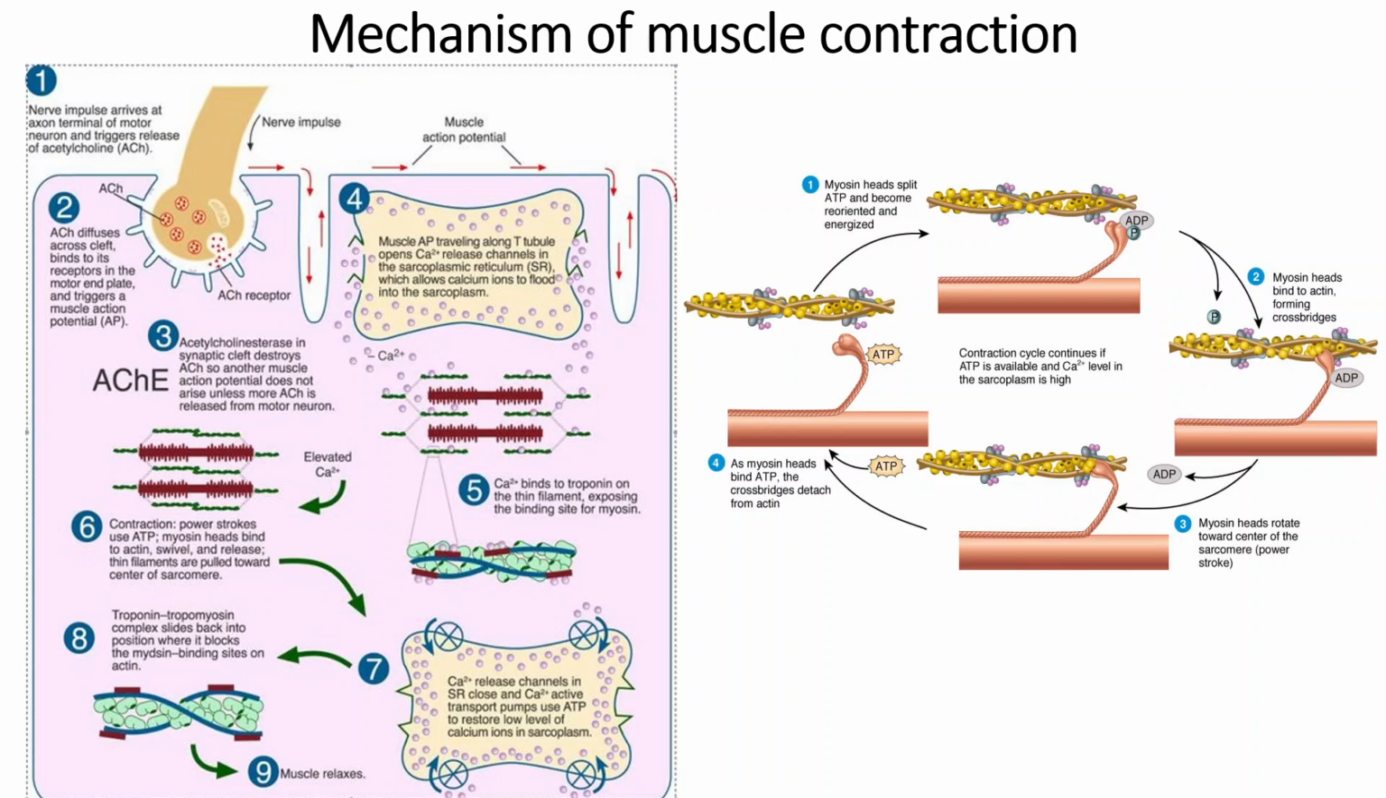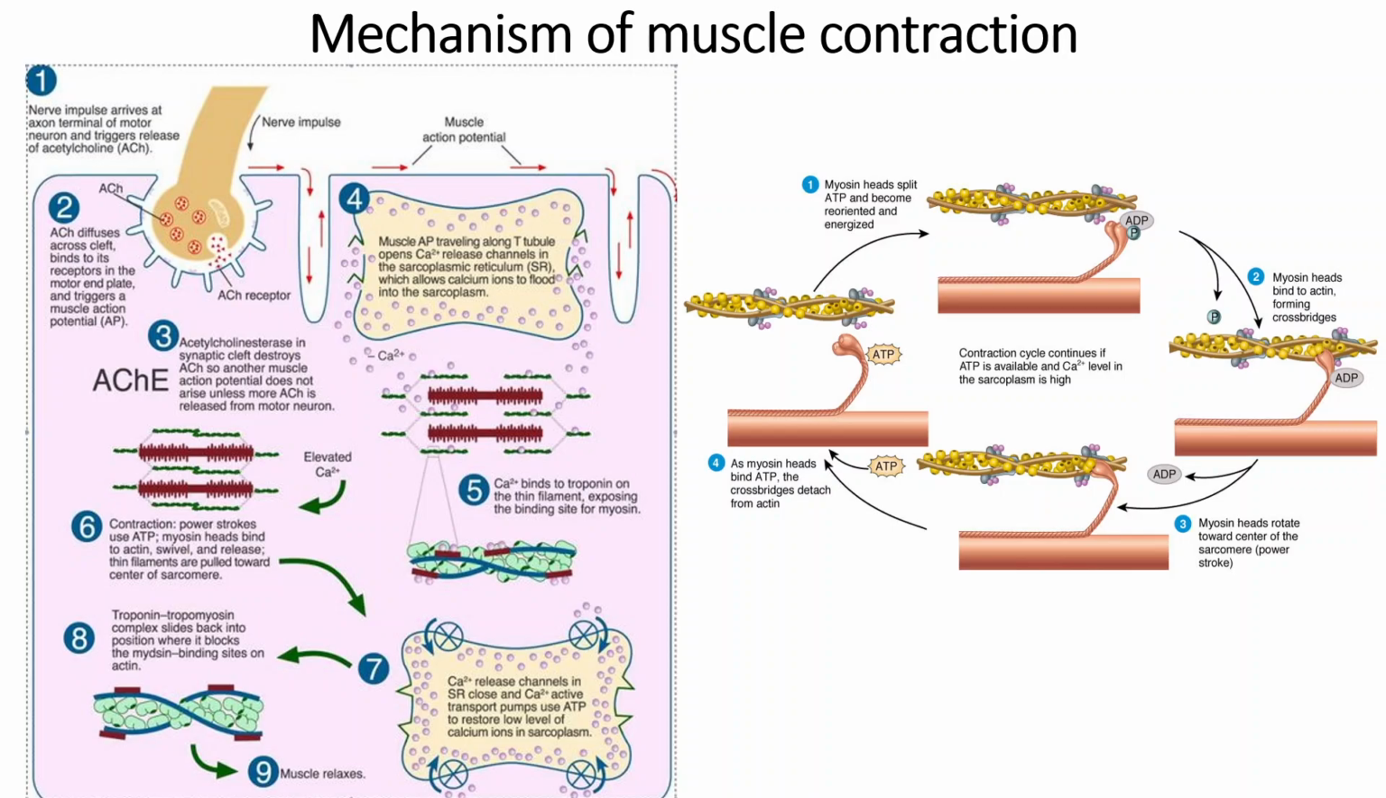So, within the muscle, the endoplasmic reticulum is referred to as the sarcoplasmic reticulum, which will allow calcium ions to flood into the sarcoplasm. In an unstimulated condition, the calcium ions are sequestered within the sarcoplasmic reticulum, so that the intracellular concentration of calcium ions remains very low. However, when it is stimulated, the calcium ion channel within the sarcoplasmic reticulum will open, and it will release the calcium ions into the sarcoplasm of the muscle cell.